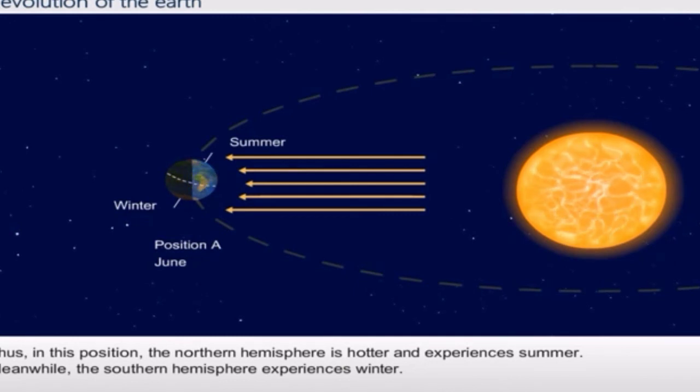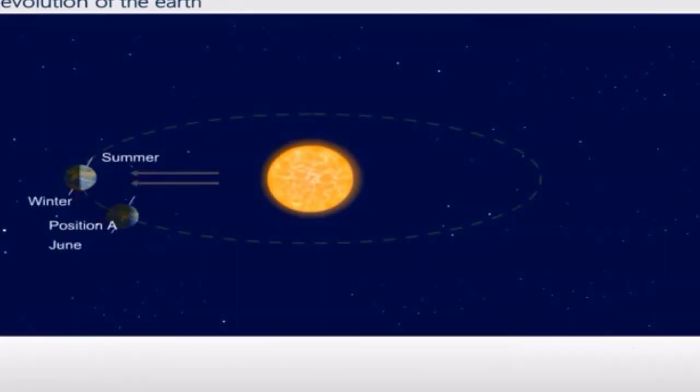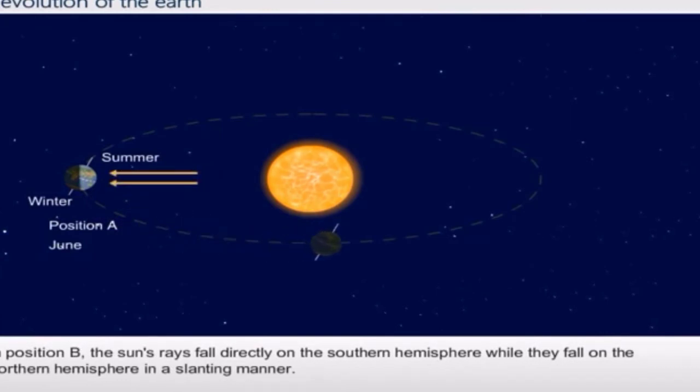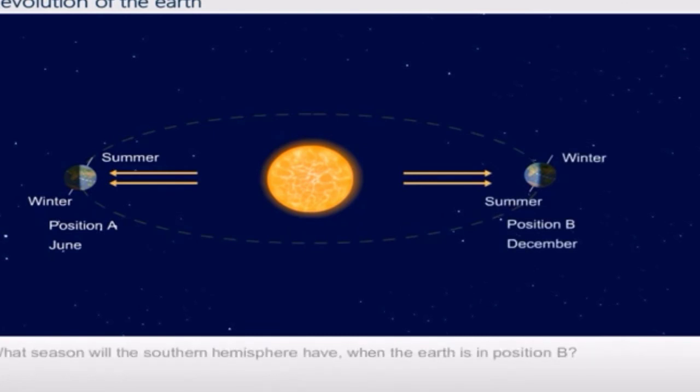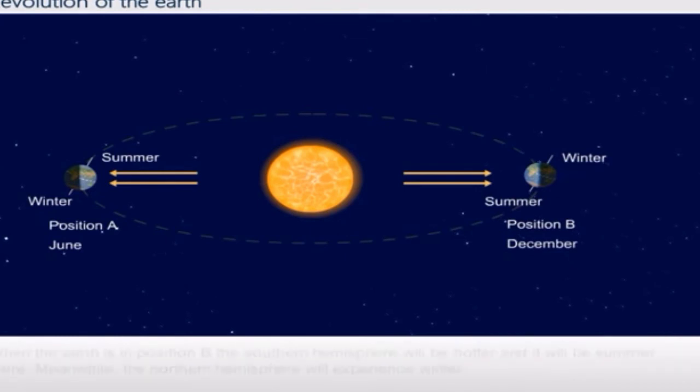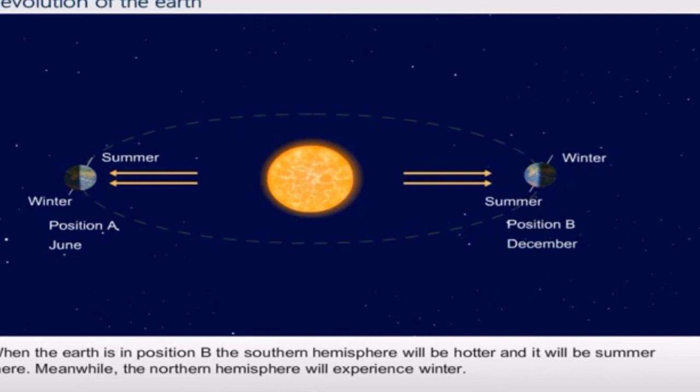Why? Because in position B, the sun rays fall directly on the southern hemisphere while they fall on the northern hemisphere in a slanting manner. What season will the southern hemisphere have? Can you say? When the earth is in position B, the southern hemisphere will be very hot. It will be summer there. Meanwhile, the northern hemisphere will experience winter.